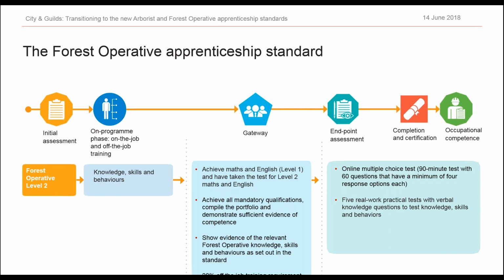There is an online multiple choice test, which is 90 minutes long with 60 questions that have a minimum of 4 response options each. The apprentice will also undertake 5 real-work practical tests with verbal knowledge questions. Again, sitting guilds will set the exercise, but examples have been provided by the employer group in the training specification and in the assessment plan associated with the standard.